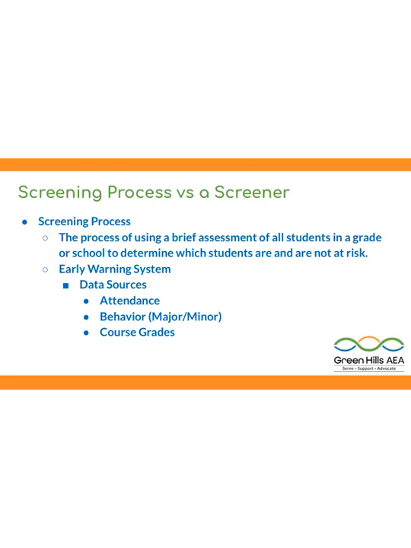In an early warning system, some data sources that are used to determine the risk level of students are attendance, behaviors such as referrals, minor or major, as well as course grades. These are commonly referred to as the ABCs, and this is what helps determine risk if there's not a screener being used to determine the risk level of students. Then the screening process involves a sample of data, and so these are examples of 3 pieces of data that are commonly used.